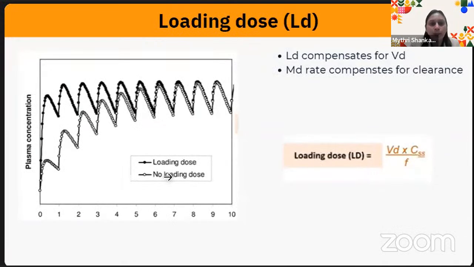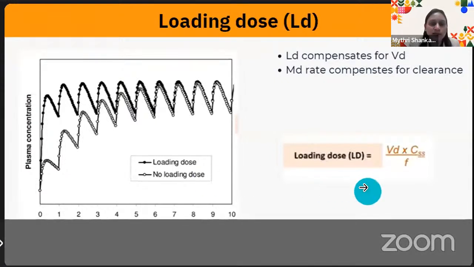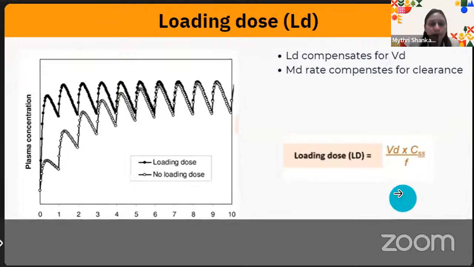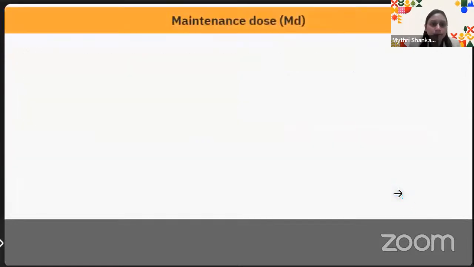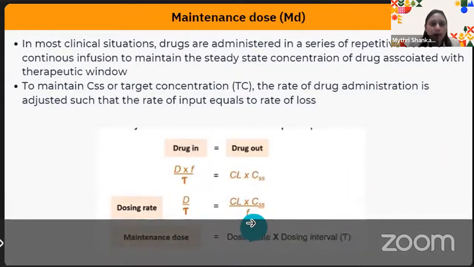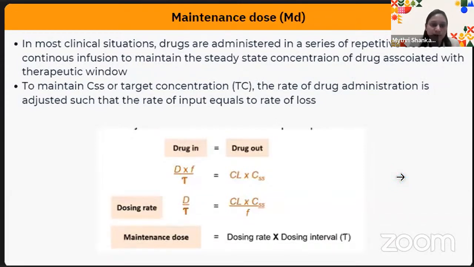So loading dose compensates for volume of distribution and maintenance dose compensates for clearance. So we calculate loading dose as volume of distribution into the steady state divided by bioavailability. And maintenance dose is calculated as dosing rate, that is clearance into steady state divided by bioavailability into the dosing interval. So clearance is very important for maintenance dose, and for loading dose, it is the volume of distribution.